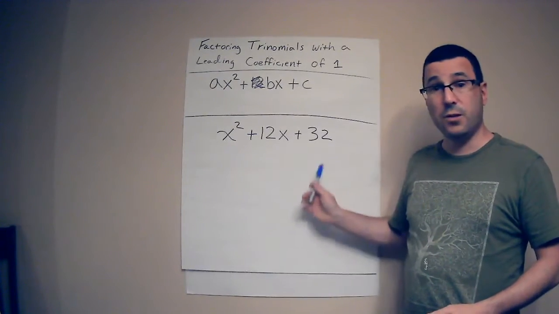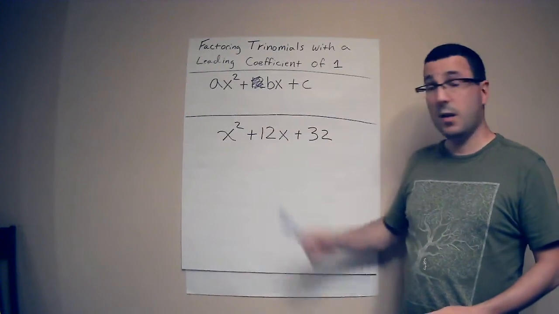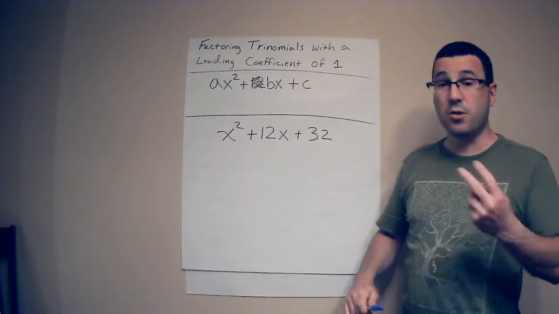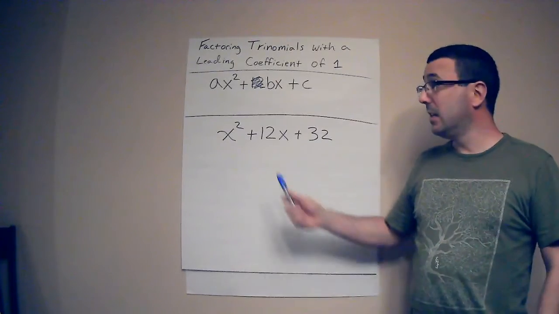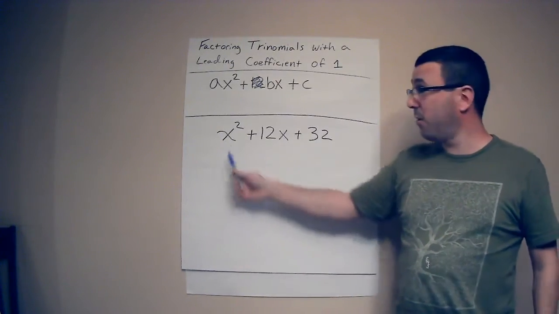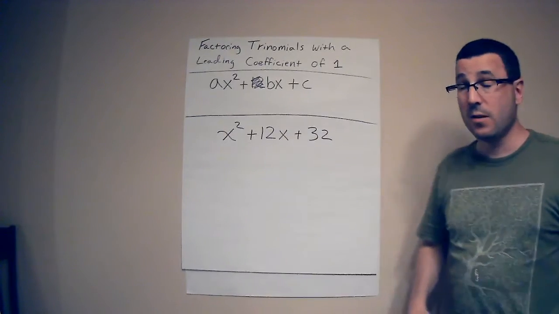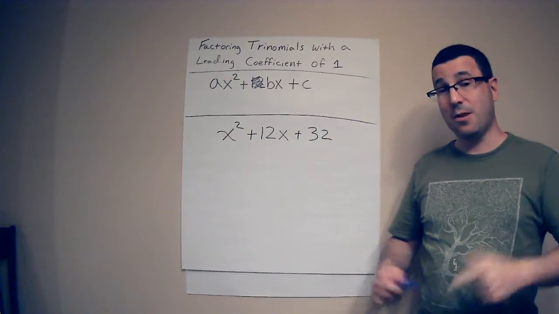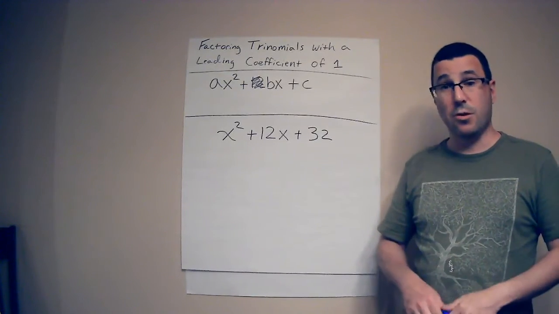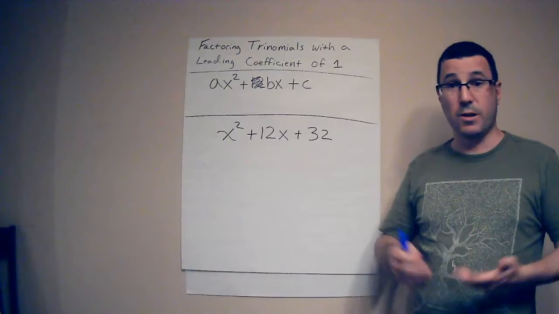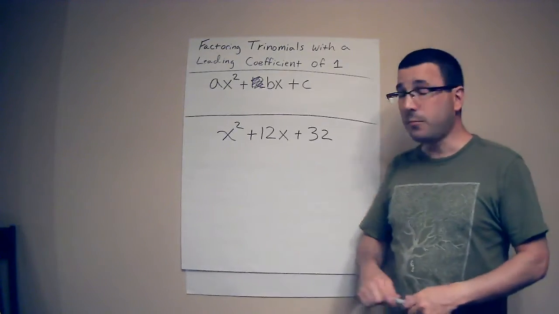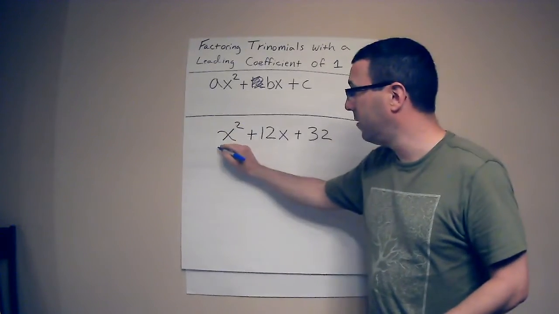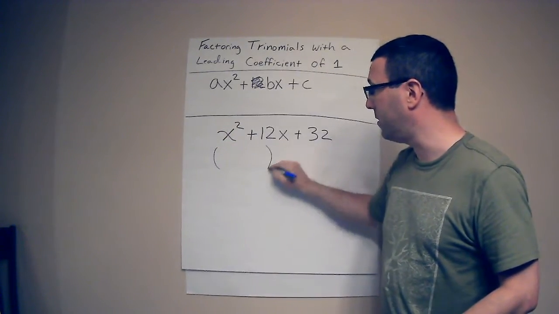Is this a difference of two squares? Well, there's no subtraction and there's more than two things, and none of them are perfect squares with the exception of the x squared. So can't do greatest common factor, can't do difference of two squares. So now we start to deal with what I just refer to as trinomial factoring. Once I get that, I know that I'm going to have two sets of parentheses.